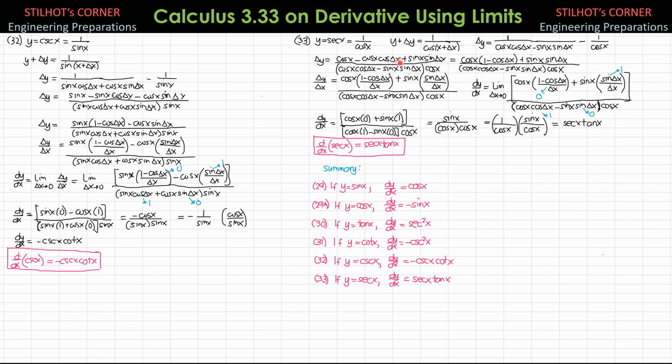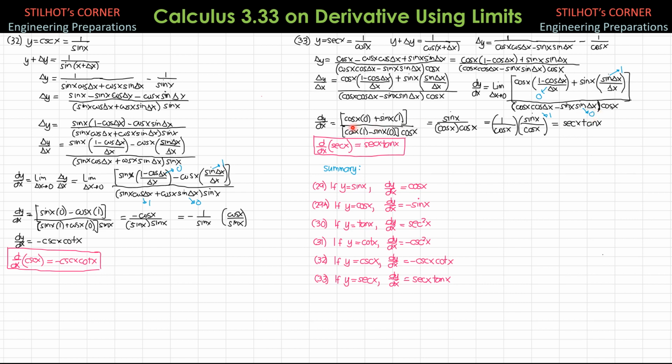Common in the first two terms is cosine x, so factor out cosine x, quantity 1 minus cosine delta x, plus sine x sine delta x over the LCD. So dividing everything by delta x, delta y over delta x is cosine x, quantity 1 minus cosine delta x over delta x, plus sine x times quantity sine delta x over delta x, all over the LCD. So dy dx is the limit as delta x approaches 0 of this ratio delta y over delta x. And again, this is 0. The limit of this ratio is 1. The limit of cosine delta x as delta x approaches 0 is 1, while the limit of sine delta x as delta x approaches 0 is 0.